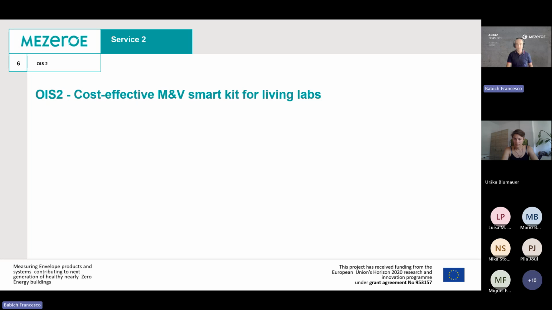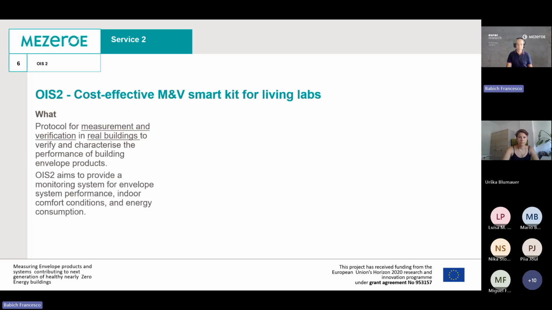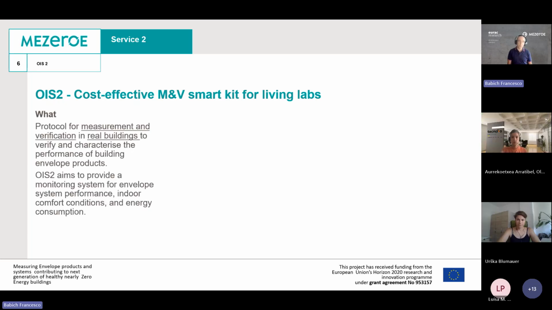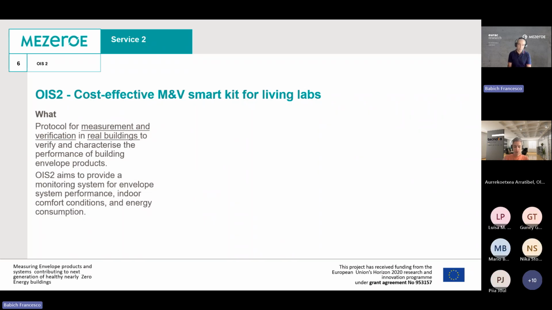Open Innovation Service 2 instead is about measurement and verification. Here you see the word living labs. Essentially, we mean real buildings here. And what this service does is providing a protocol to perform measurement and verification analysis in real buildings. So understanding how these technologies behave from the perspective of the element per se, the impact that this envelope has on the indoor conditions and the impact on energy consumption in real working conditions.